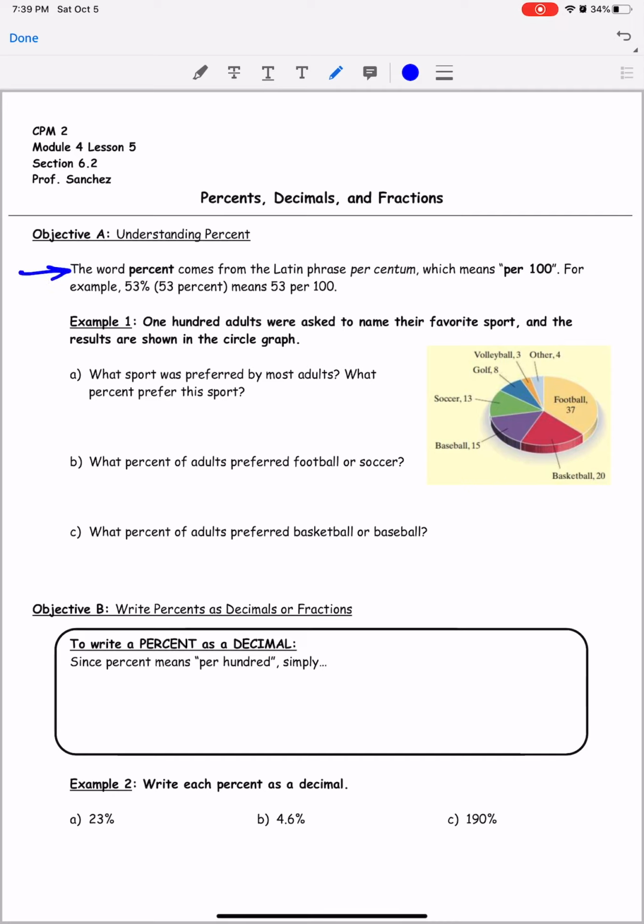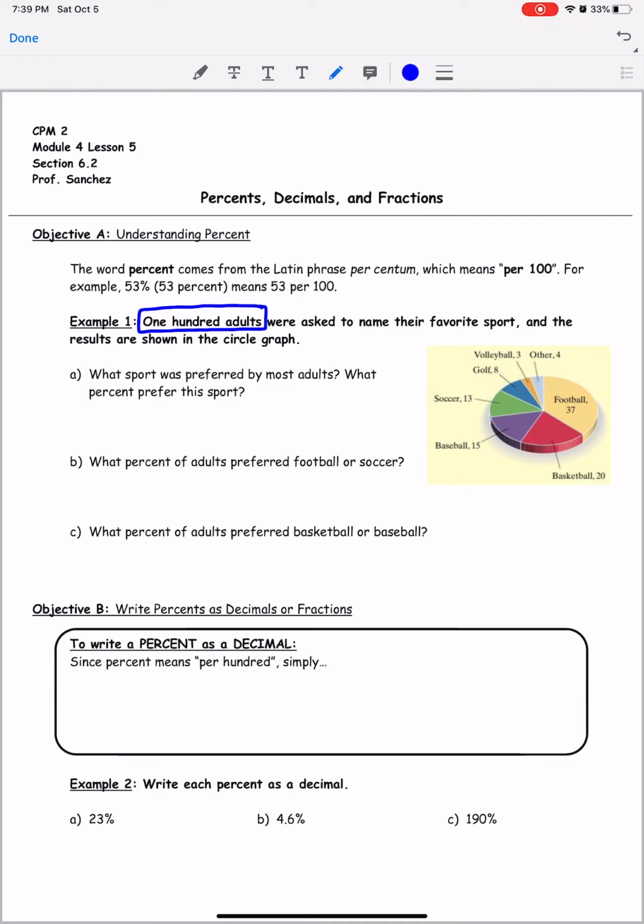So it says right here, the word percent comes from the Latin phrase percentum, which means per 100. For example, 53% means 53 per 100. So example 1: 100 adults were asked to name their favorite sport, and the results are shown in the circle graph. Because we were asked exactly 100 adults, these are all in percent. So we've got 8%, 3%, 4%, and so on.